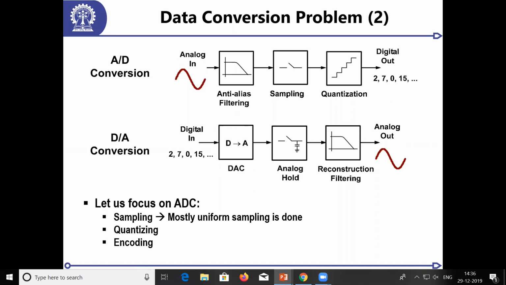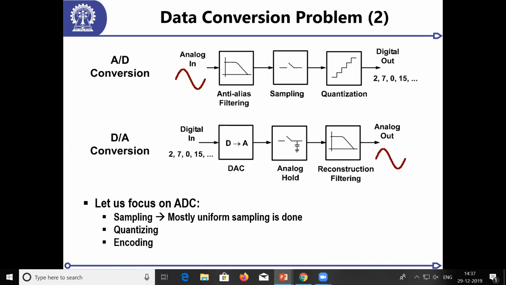D to A conversion takes in the digital input and converts it back into analog: a hold, followed by a reconstruction filter, which is nothing but a low pass filter typically, and gives you an analog output, which is a continuous time signal. So the digital signal will be a staircase kind of structure, and the analog signal will be a continuous signal. Now, we'll focus on ADCs for the remainder of this.